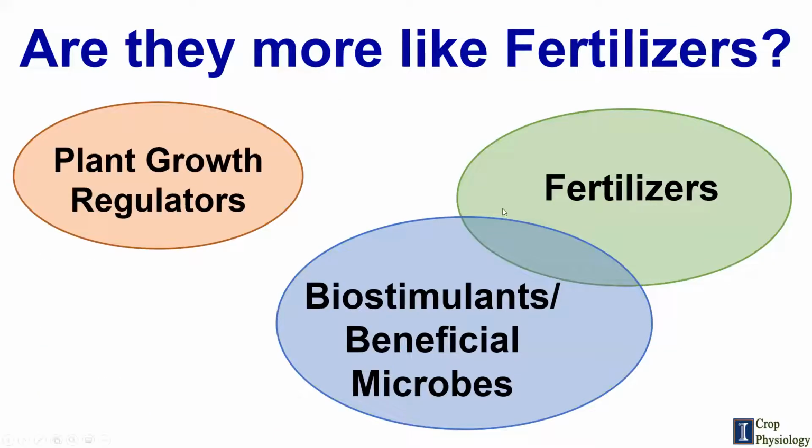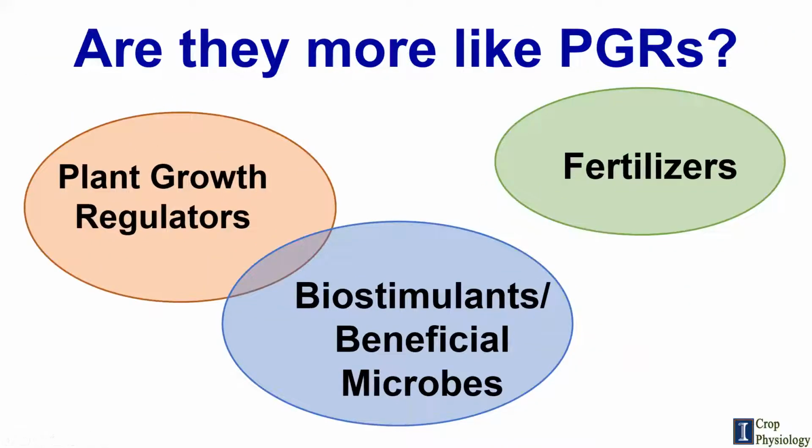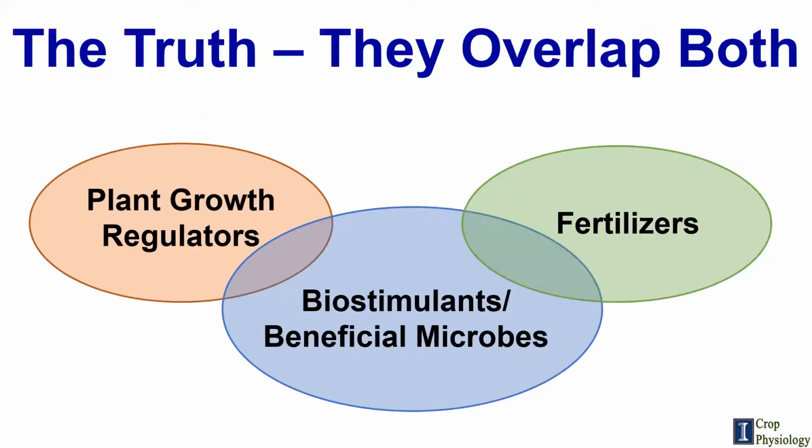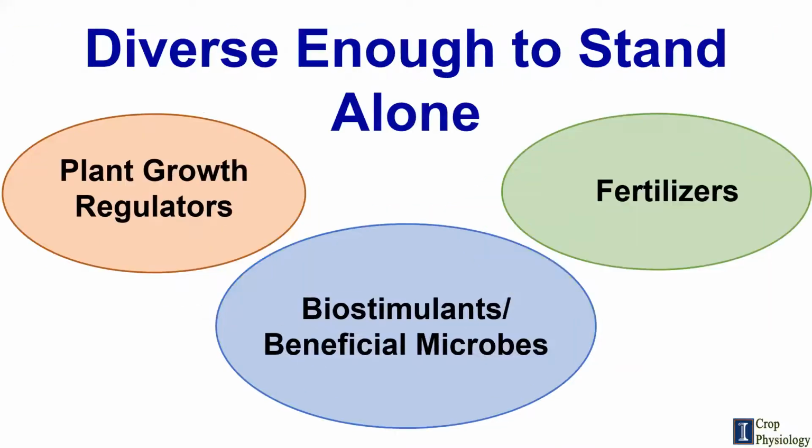So are they more like fertilizers? Are they more like plant growth regulators? Or the truth that I like to present, in all honesty, they overlap both. So because they overlap both, there's enough distinction though. They are diverse, standalone. So you're going to have your fertilizer inputs that you have to consider. Make sure you get all your nutrient bases covered. If you're using a plant growth regulator, it's a totally different mechanism, totally different type of product when you need to think about how it works. And then the beneficial microbes, that's where there's a lot of variety, and you can go in and pick one or two that fits your system.